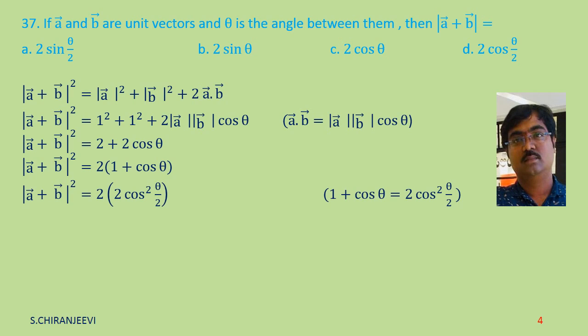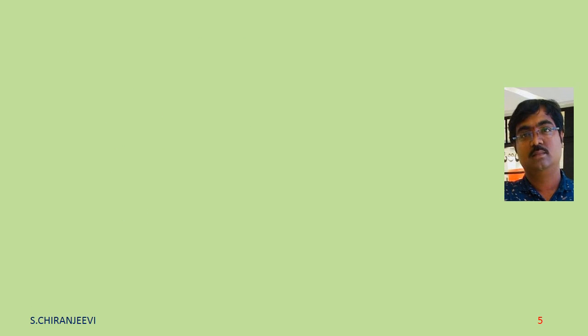Taking 2 outside, A plus B whole square equals 2 into 1 plus cos theta. The formula for 1 plus cos theta is 2 cos square theta by 2. So A plus B whole square will become 4 cos square theta by 2. So A plus B will become 2 cos theta by 2. So the option is D. Next problem.